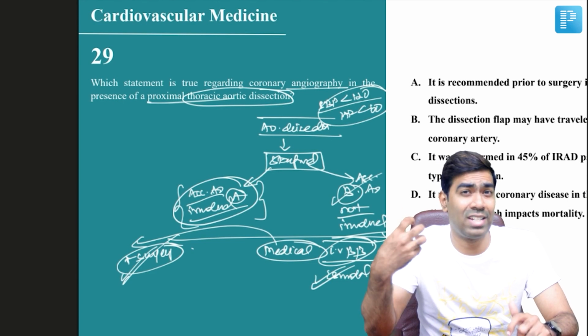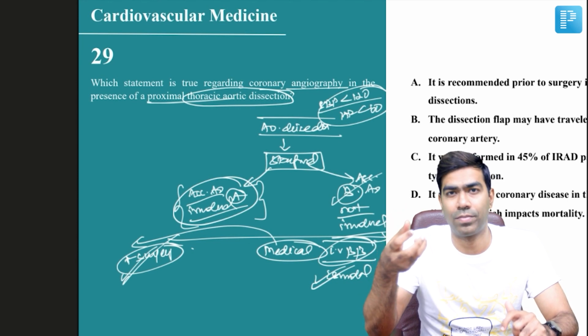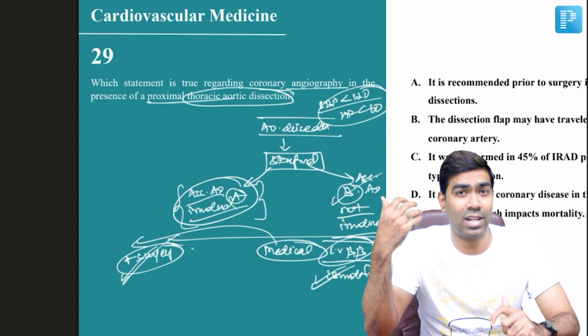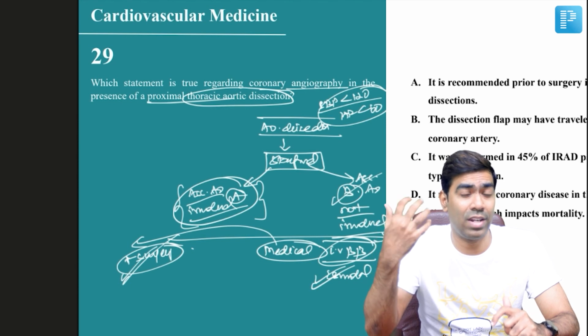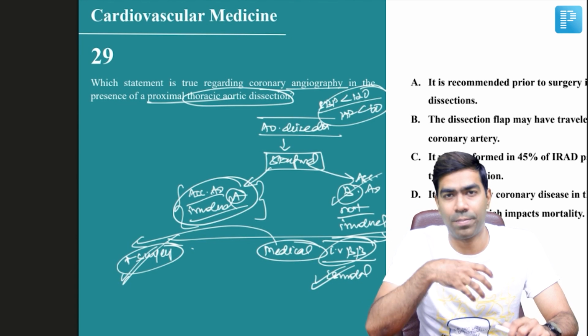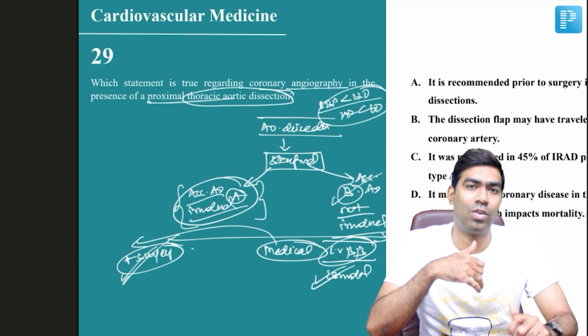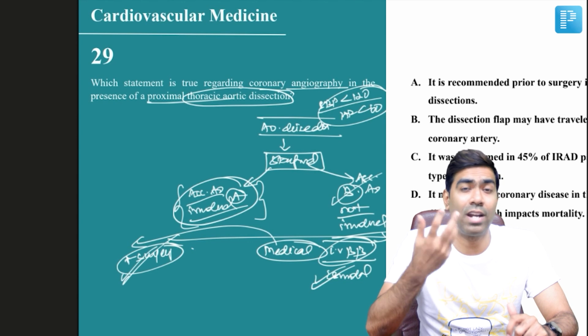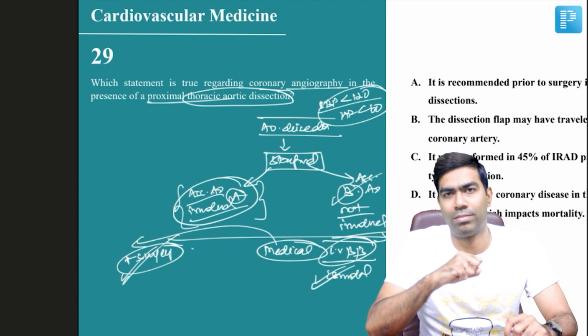And I told you the right posterolateral aorta is the common site for intimal tear. And the dissection can extend proximally and very commonly it tends to occlude the right coronary artery, resulting in inferior MI. Or it can even occlude the left coronary artery, causing anterior MI. But inferior MI is common.